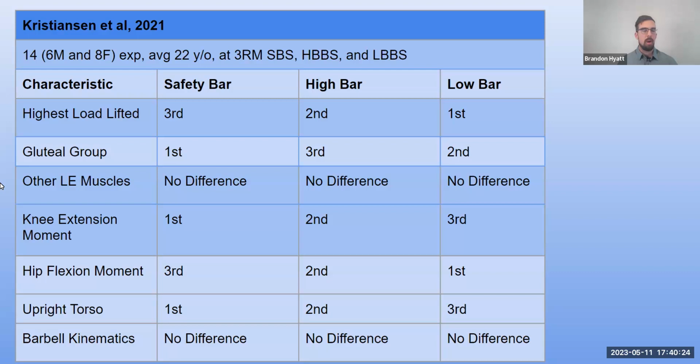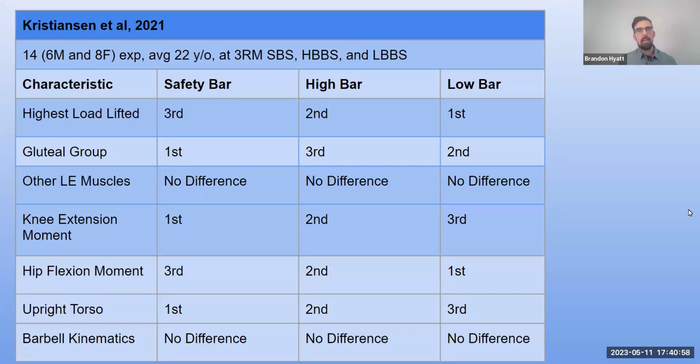Yep. Barbell kinematics, no difference at all. Barbell moves the same way, keeping that center of mass over the base of support going in a straight barbell path, straight down. So, in sum, from the summary of this article, in the practical applications, the safety bar squat produces more EMG activity in the glutes with less load lifted. And the upright torso angle might be ideal for decreasing the forces in the low back.